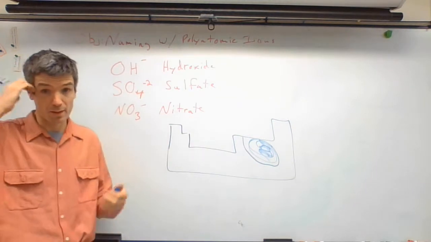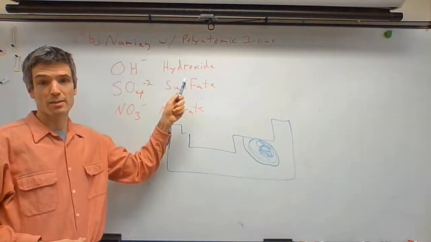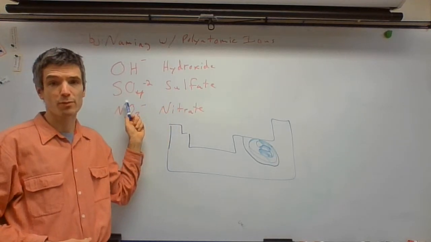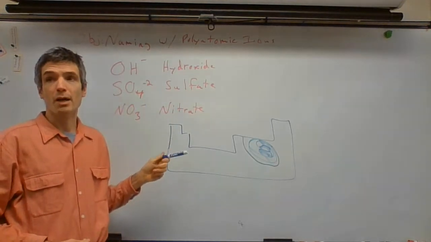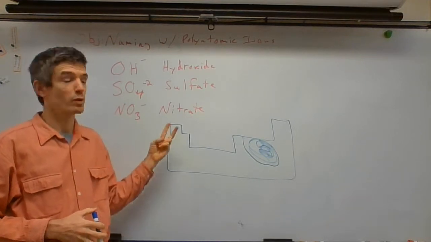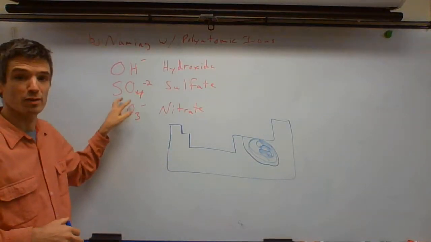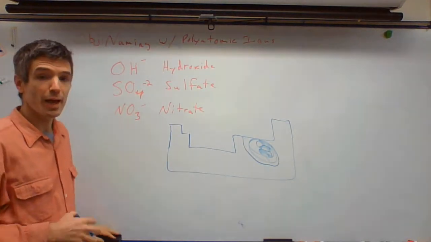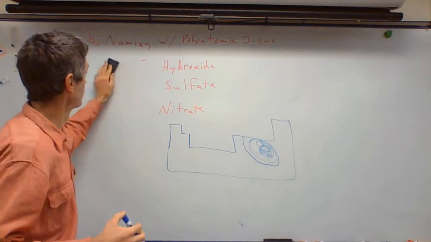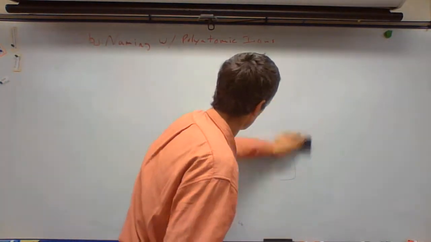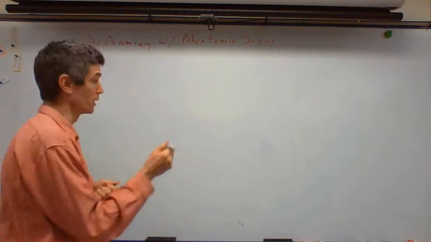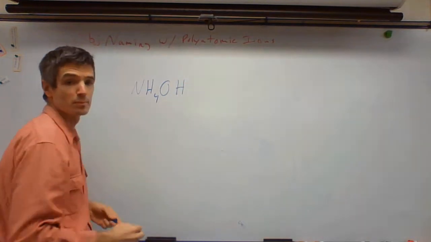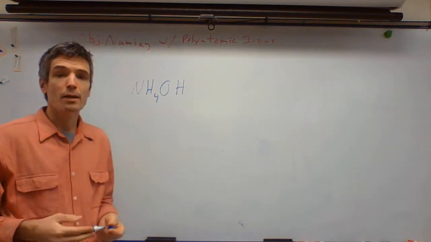Some examples of these that you're going to see in formulas: hydroxide, OH negative; sulfate, SO4 negative 2; and nitrate, NO3 negative 1. So you've got the two nonmetals, the nitrogen and the oxygen, the sulfur and the oxygen, and they have an overall charge. And we're learning how, when they're in a formula, to find the name.